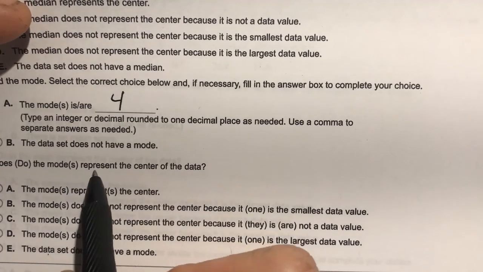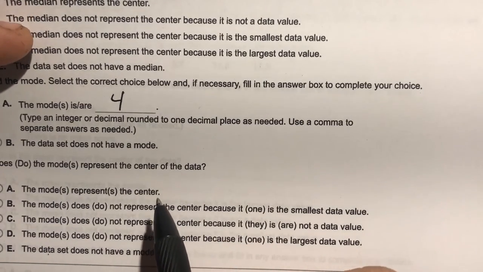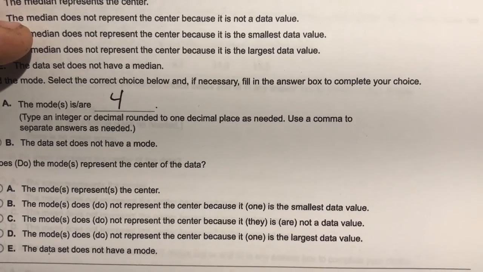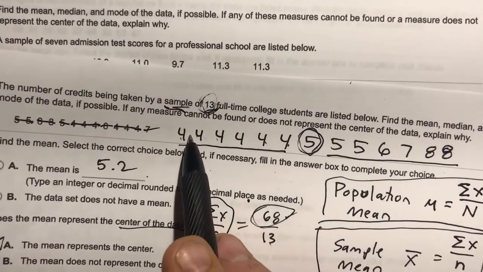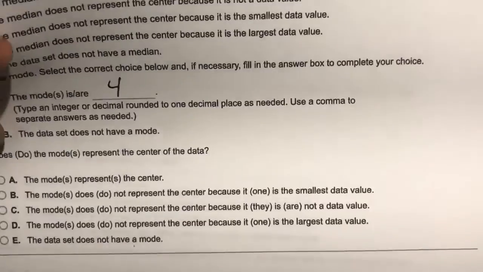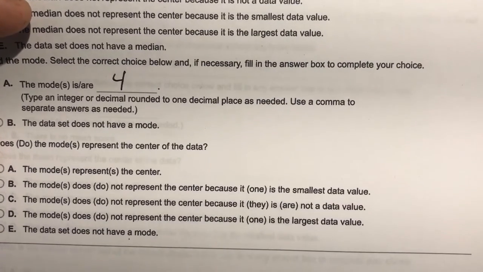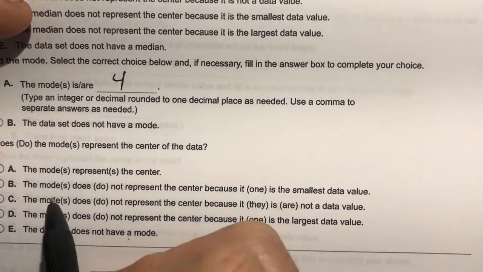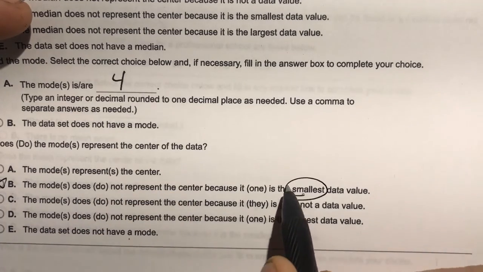But does the mode represent the center of the data? In this one, it does not, because it's the lowest value. See, 4 is the lowest value of all the data, so it does not represent the middle. And right here, B, because it's the smallest data value.